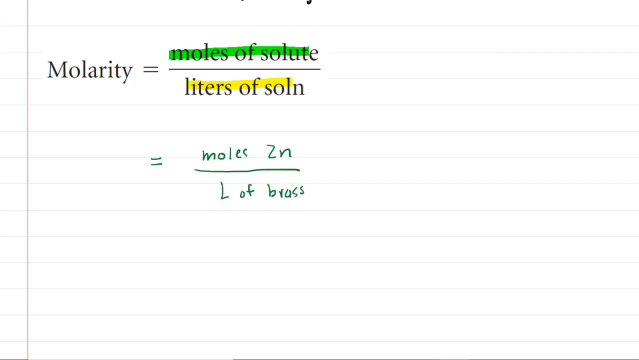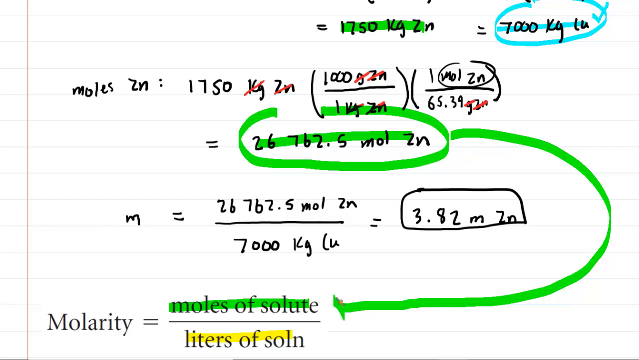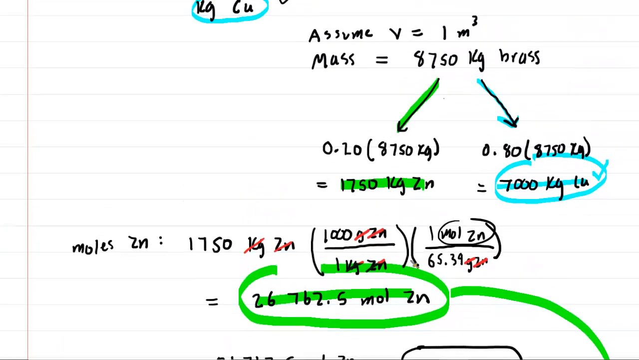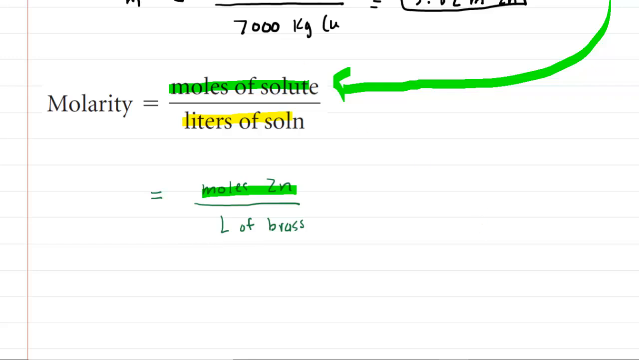Now this is kind of convenient because you'll recall we already know the moles of zinc. If we go back up and look through our information here, the moles of zinc was this value right here. So we're going to be kind of carrying that downward and plugging it in there. As far as the liters of solution are concerned, we go back up even further and we remember our assumption that we had a volume equal to 1 meter cubed. Now, perhaps we know that 1 meter cubed is equivalent to 1,000 liters. So we actually have the volume or the liters of our brass solution right here because of our earlier assumption that we had a volume of 1 meter cubed.